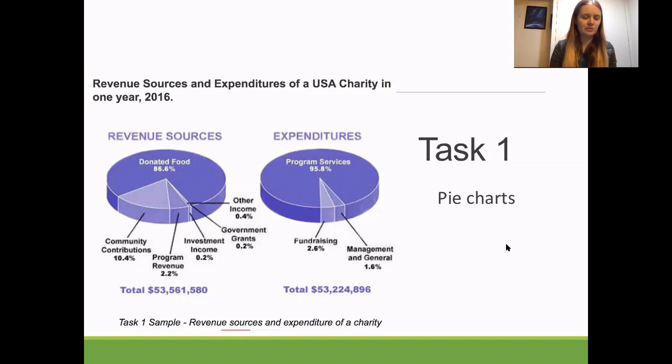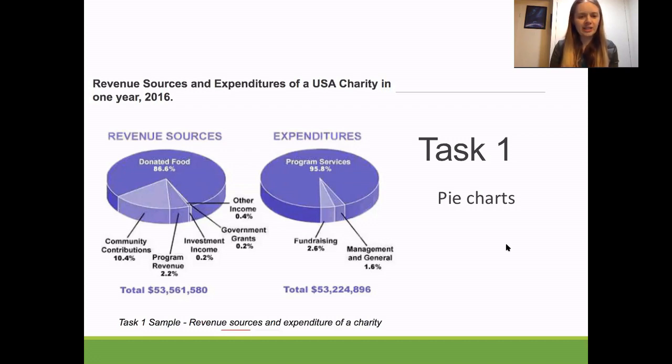And it gives you the total number as well. So just over 53.5 million. And then expenditures, you can see it's broken down into fewer categories. So they have program services, 95.8%, fundraising, 2.6%, and management in general, 1.6%. And it comes to over $53 million.